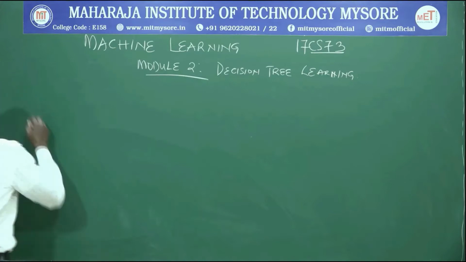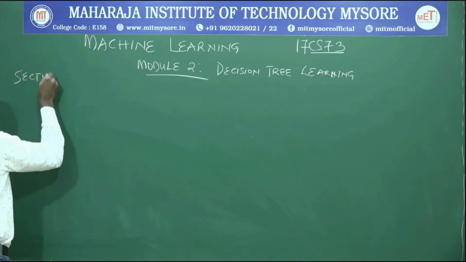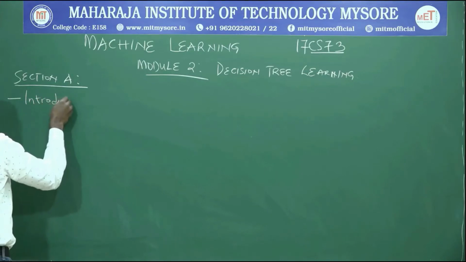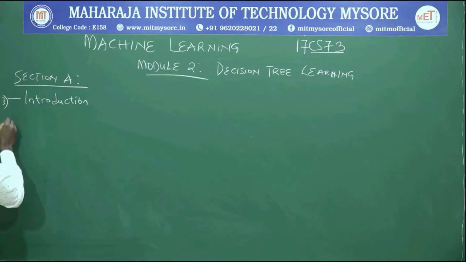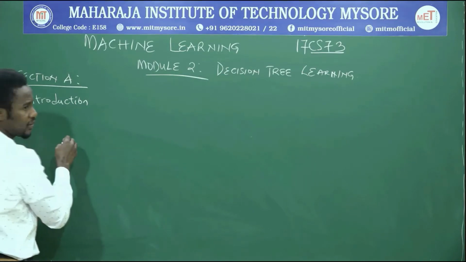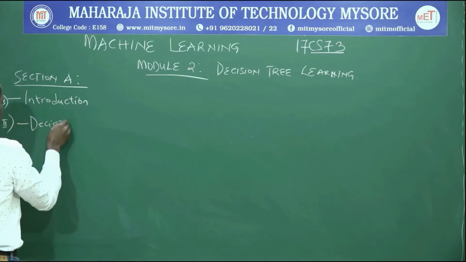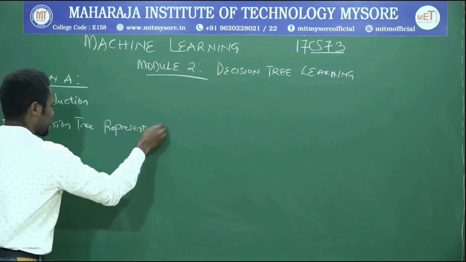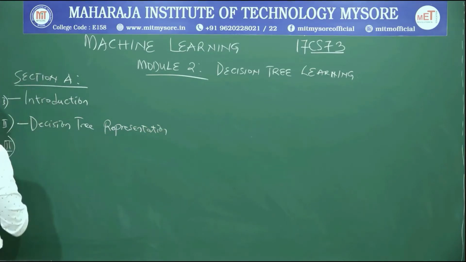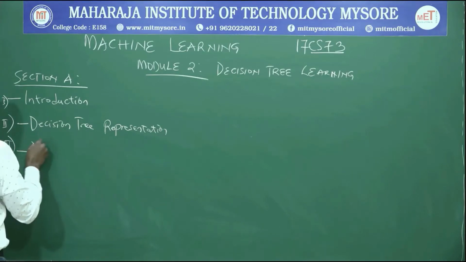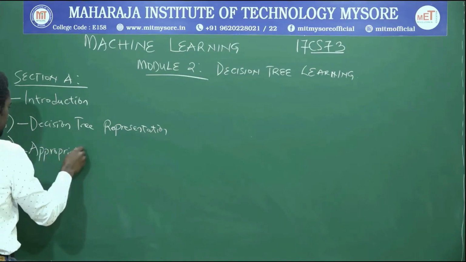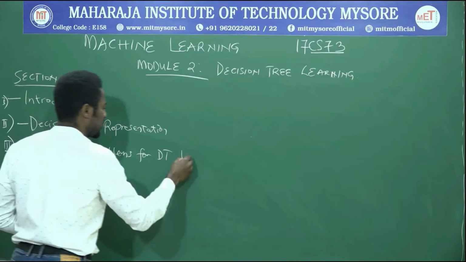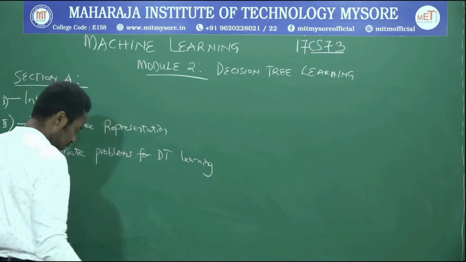So the first part, I'll prefer to call it section A. So in section A, we'll be looking into introduction to decision trees, followed by decision tree representations, and subsequently you have appropriate problems for decision tree learning. So section B will be in another class.